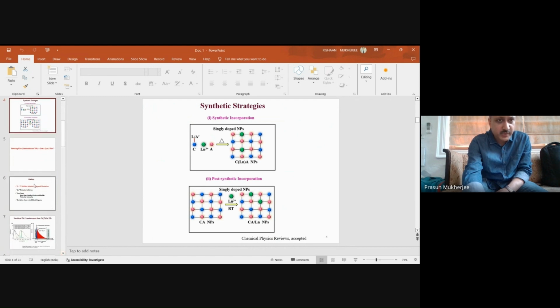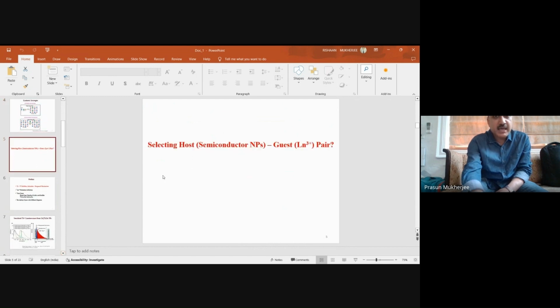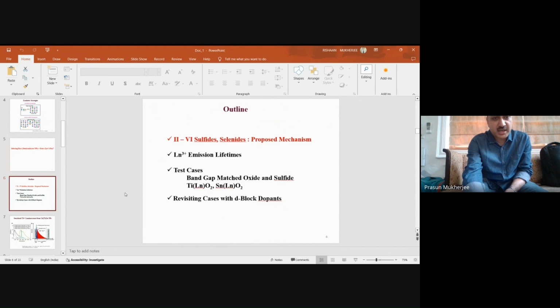So an important question is: what is the correct combination of the host nanoparticle and guest Ln3+ so that this optical antenna effect can be realized properly? These are the topics that I will be discussing today. The first subtopic will be on the II-VI sulfides and selenides, and then we propose a mechanism.